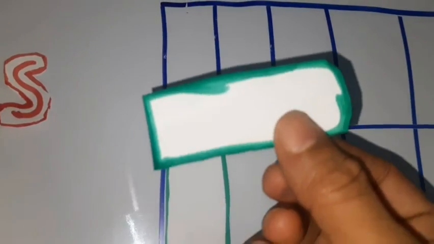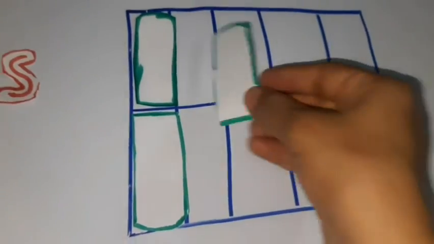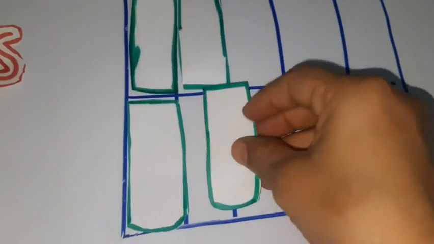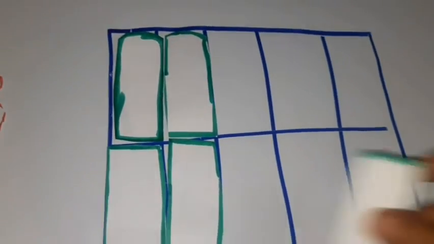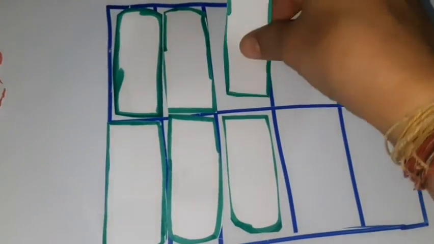I am taking this shape. Now let's arrange and see whether this shape gets fitted in the given box or not. So here I am arranging the shapes one after the other. Let's check whether this gets fitted in the tile box.